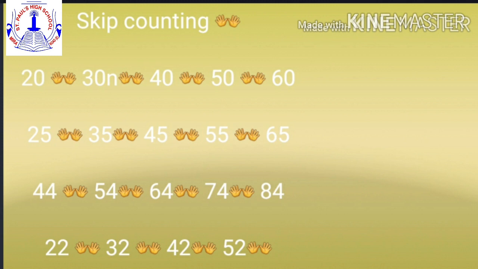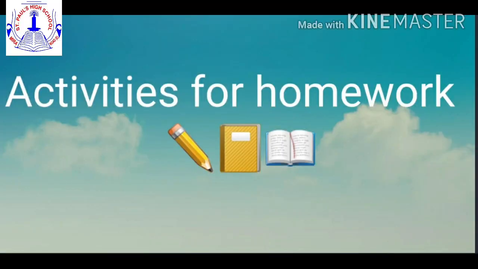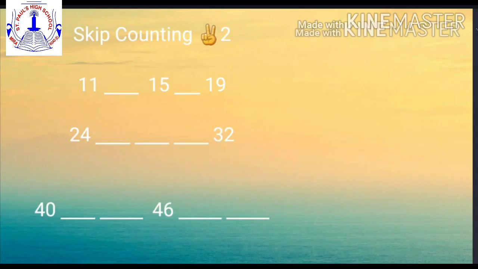Understood? Now children, practice at home the activity which I am giving. Take pencil and book and get ready, children. It's time for activity. Ready? Okay. First is skip counting 2. Now you don't write the spelling of skip counting. You only write 2 in the first line, big 2. And then now write the numbers.